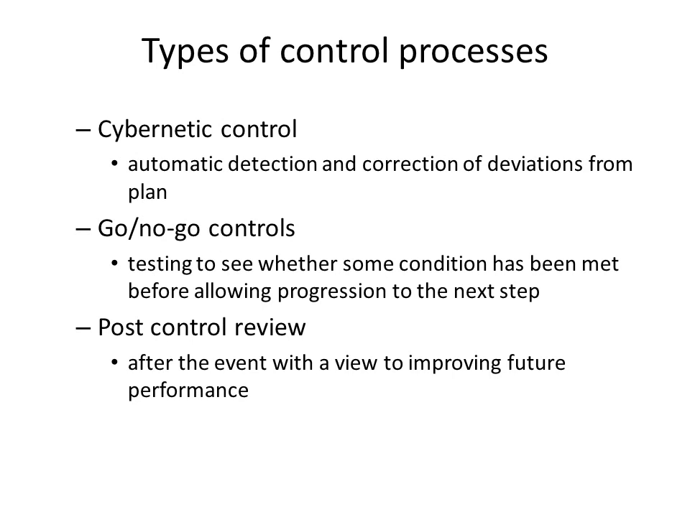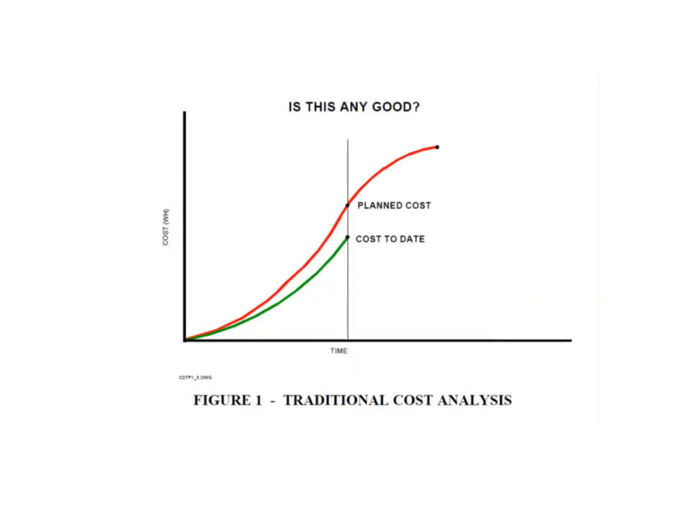Controls can be cybernetic, automatically detecting and correcting, like central heating. Go, no go, testing to see whether some condition has been met before you can go to the next step. Or you could have some post-control review after the event with a view to improving future performance.